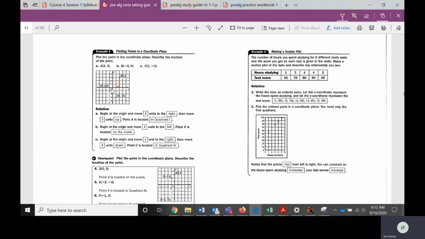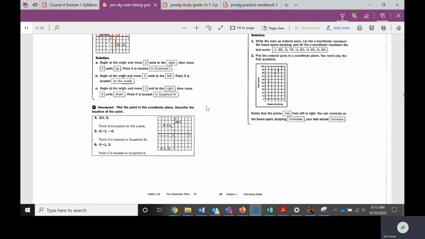Next point, -4, 0. -4 means you go left 4, and 0 means you don't go up or down, you're right there. We can't say it's in quadrant 1, 2, 3, or 4, but we can say it's on the x-axis. It's right on that line. Last point on this one, 1, -3. +1 means you go right 1, -3 means you go down 3. There's the point, and that is in quadrant 4. So remember, it goes 1, 2, 3, 4.